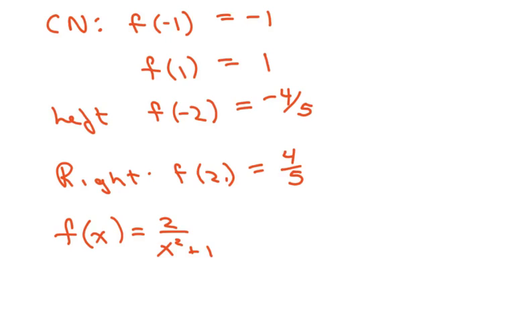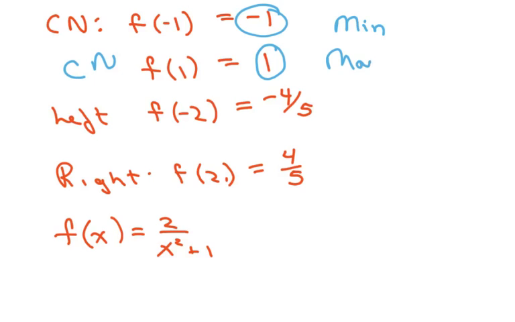So our minimum is my smallest number, which is here. My largest number is 1. This is at your critical number. So that's your maximum. So your min and max occurs at your critical numbers, not at your left and right endpoints.